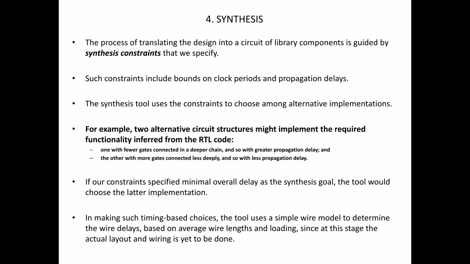I repeat the example. Two alternative circuit structures might implement the same required functionality from the RTL code, so there's a chance of multiple implementations. We'll take only two. One is implemented with fewer gates connected in a deeper chain, which gives greater propagation delay, so it works slower. The other uses more gates connected less deeply, so with less propagation delay it works faster. These two ways of implementation are chosen based on the requirements.